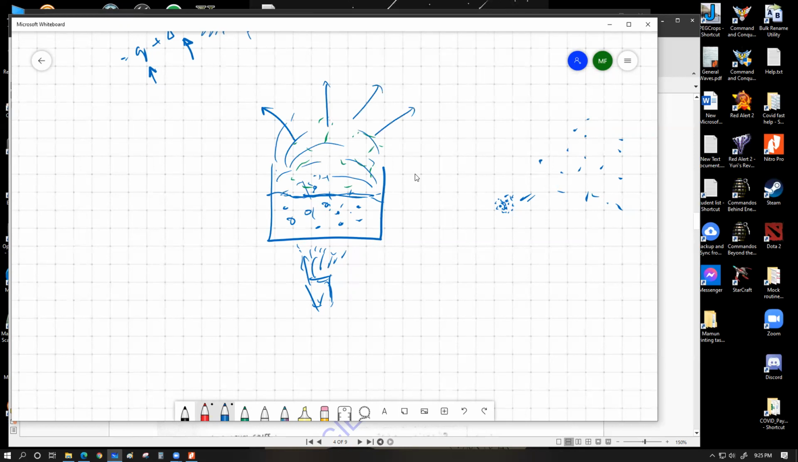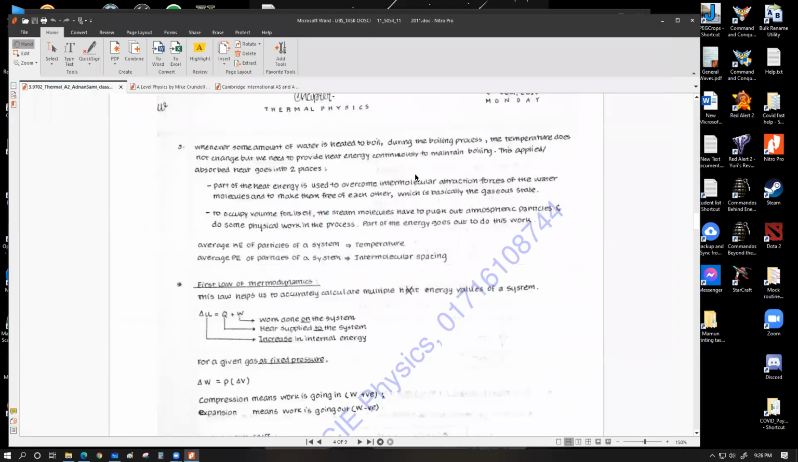So that steam that is being produced will actually push out the atmosphere and do some physical work in that process. So supplied heat energy will be going in these two places. Have a look at these two parts once again. Part of the heat energy is used to overcome the intermolecular attraction forces of the water molecules and to make them free of each other, which is basically the gas state.